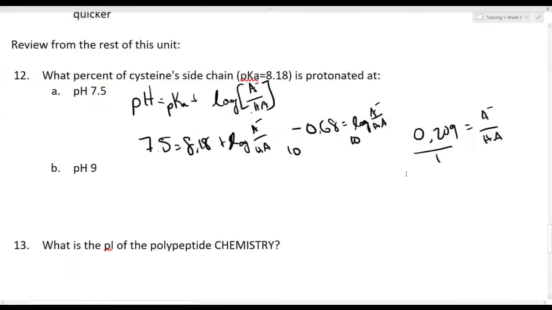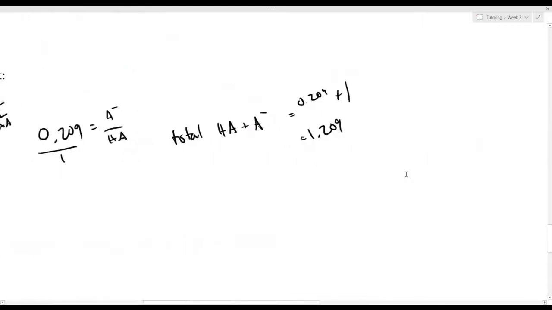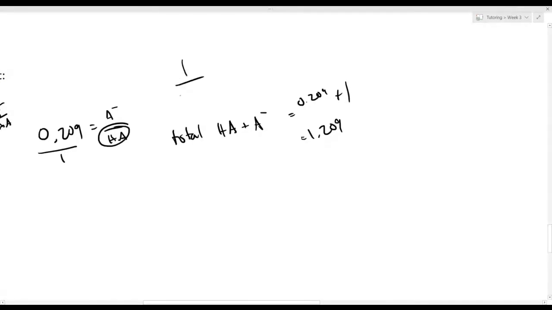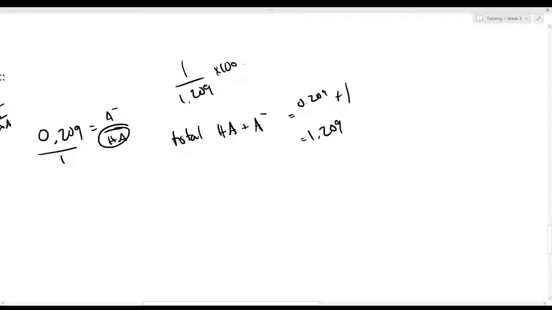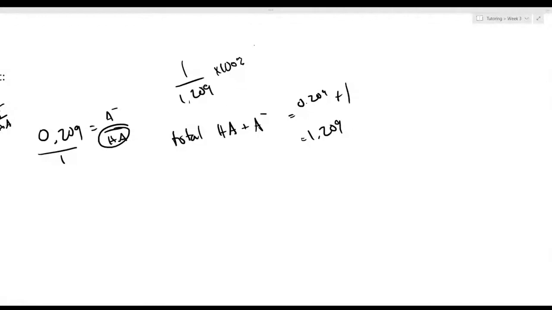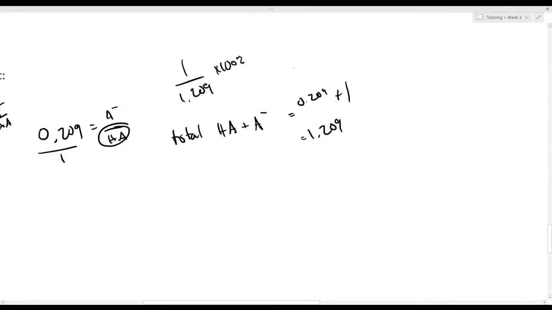Now it's asking for the percentage of the side chain that's protonated. In other words, it's asking for HA over total. So 1 over 1.209 times 100% is going to equal about 83%. 82.7 if we want to be exact. I'm just going to go ahead and say 83% for this one. Okay.